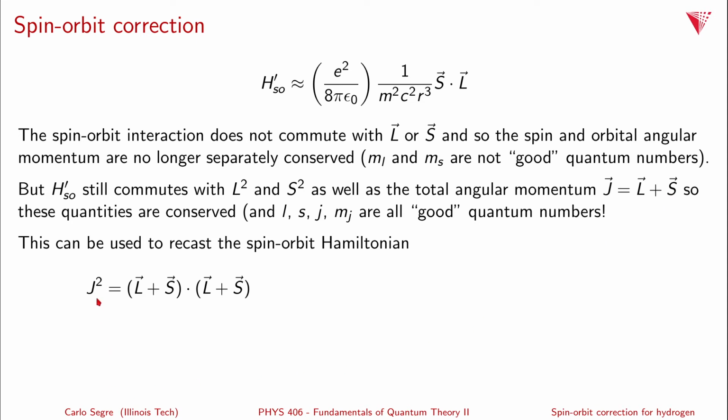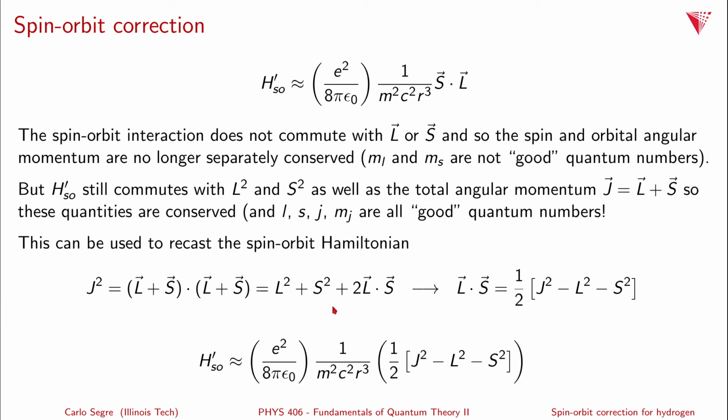So let's first write down what J squared is. Well, J squared is L plus S dotted into L plus S. That gives us 4 terms. You have L squared plus S squared plus 2 L dot S. But this is exactly what we want for our spin orbit Hamiltonian. So if we can solve for L dot S in terms of these other quantities, we should be able to calculate the energy correction, or the expectation value of H prime SO. Well, when we solve for L dot S, we get 1/2 times J squared minus L squared minus S squared.